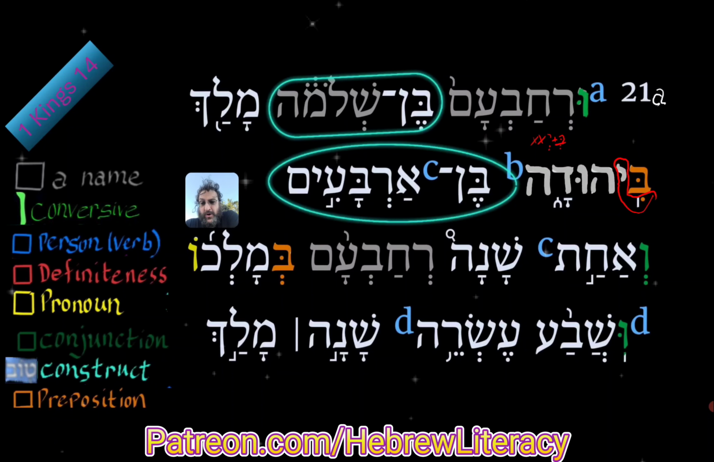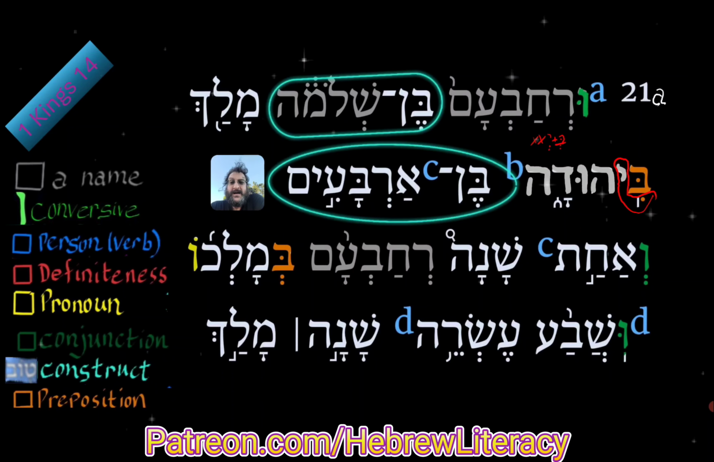Bemolcho. So, again, up above me is malakh, and below me is malakh. The difference is the one above is a finite verb form. That means he reigned. Down below, this is an infinitive form. And when you have an infinitive of a verb and you put beit in front of it, that means when.